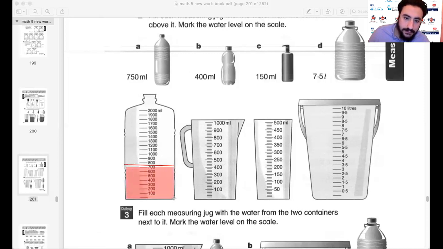And that's it. So you're going to say that this is the amount, which is 750. Okay, and here 400 milliliters. So we're going to add 400 exactly at 400, and you're going to draw something like that. Okay, and here 150. So from 150 you are going to draw this, and this is 7.5 liters. So where is 7.5? It's just right there. So you're going to draw something like that.